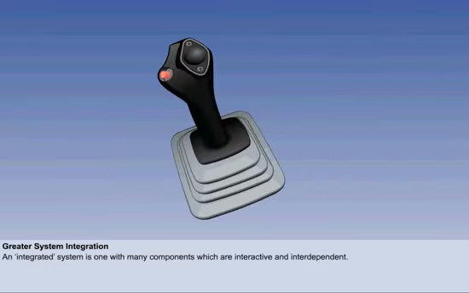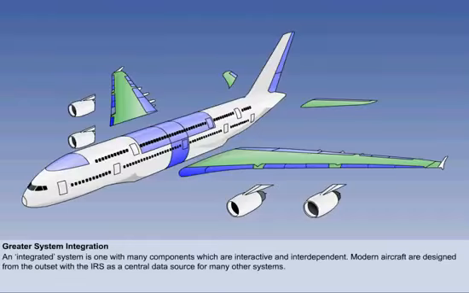Nowadays, by contrast, an aircraft is practically a flying computer. Many of them are actually unstable or even uncontrollable in the event of a total computer failure. At the outset of a design of an aircraft, such as the Airbus 380, the chief avionics systems designer would have been a very important member of the project team. Modern aircraft are designed from the outset with the IRS as a central data source for many other systems.